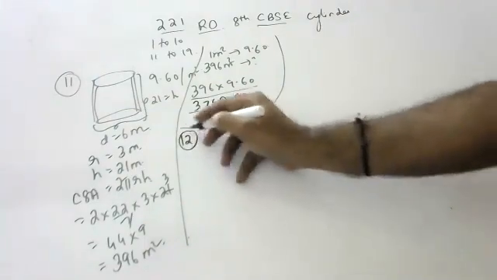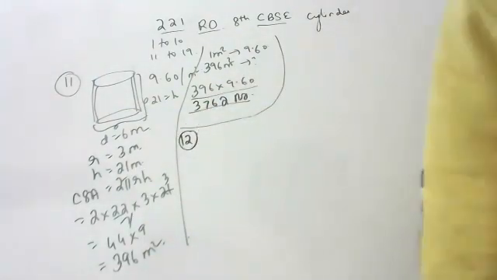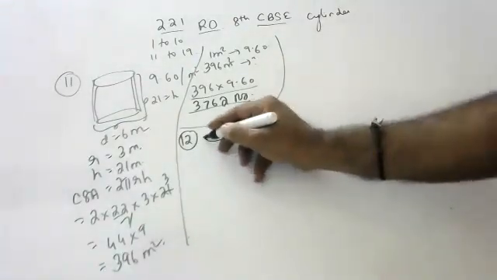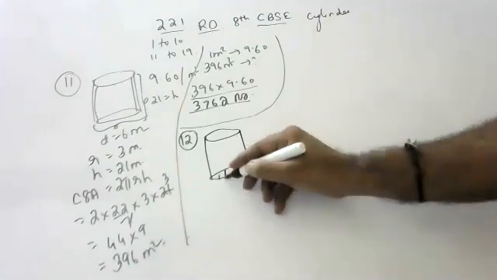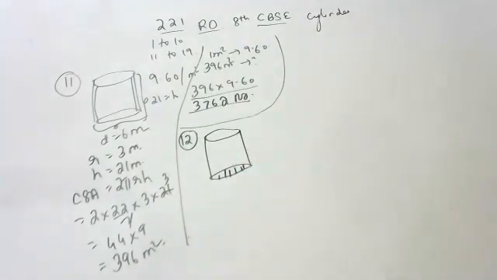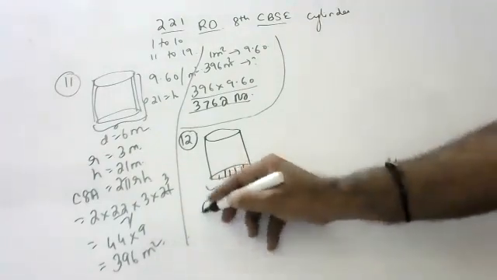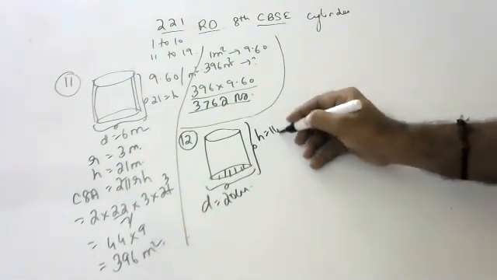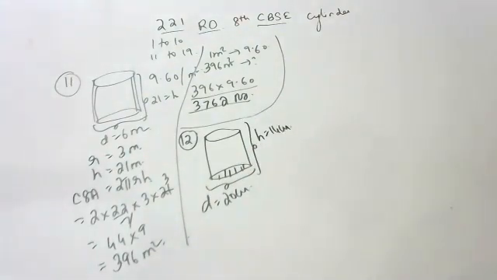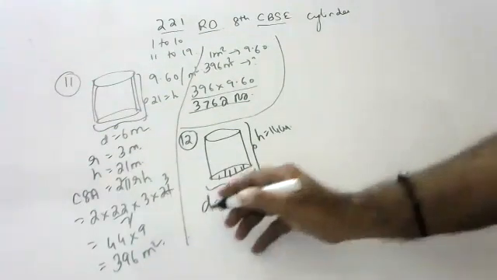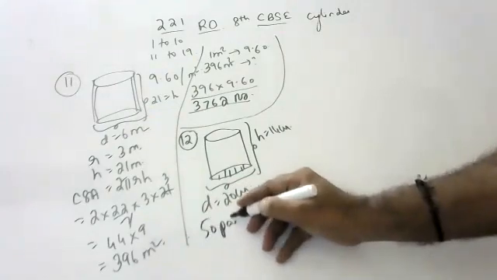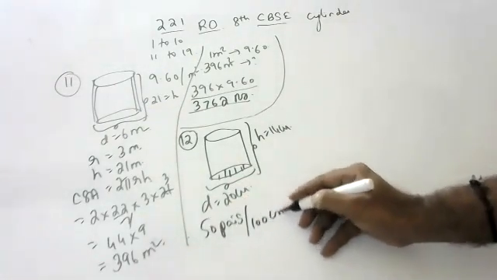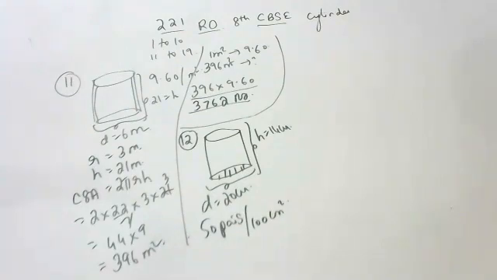Next, Pravalika. A cylindrical vessel open at the top, but the base is closed. Diameter is 20 centimeters and height is 14 centimeters. The question is to find the cost of tin plating it on the inside at the rate of 50 paisa per 100 centimeter square. Yes, inside, same CSA.